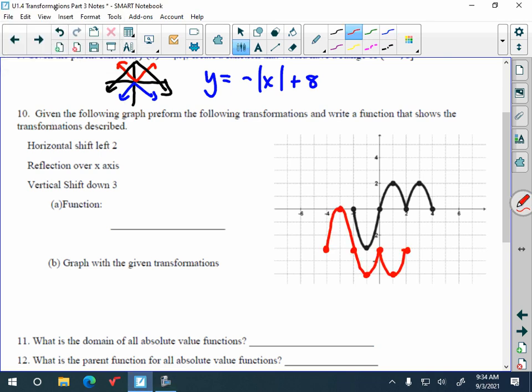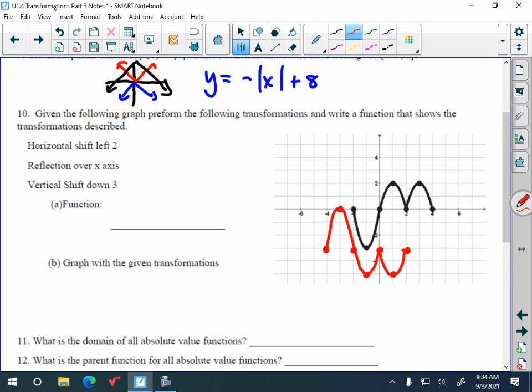All right, so this is what your graph should look like. Again, all you're doing is taking a point. If I start here, you're going to go left 2, then reflect it over the x-axis. But if it's on the x-axis, that means it can't move off the x-axis. There's nowhere to move it. So then we can just move it down 3. 1, 2, 3. There you go.